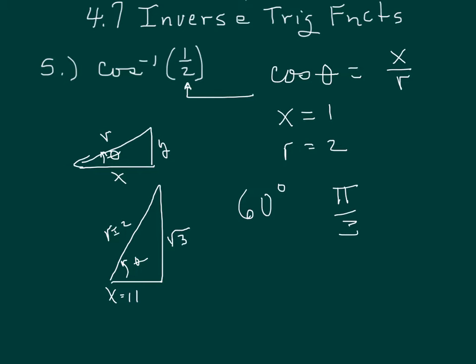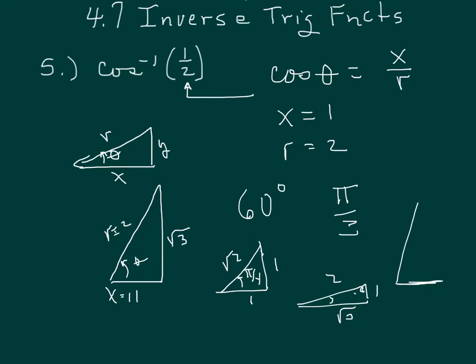Remember, there were three angles we discussed. A 45-degree angle has 1, 1, square root of 2. This is pi over 4. A 30-degree angle has 1, 2, square root of 3. That's a 30-degree angle. A 60-degree angle is just this corner of that triangle, but it would have 1, 2, and the square root of 3.